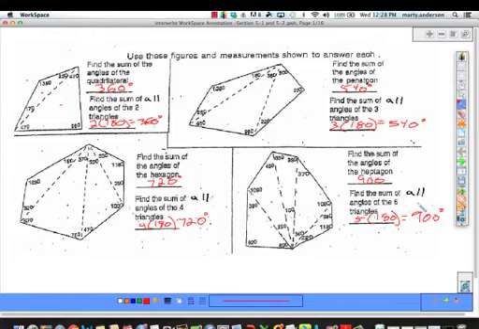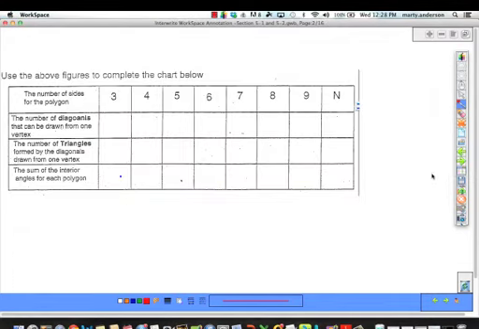Now that we have the beginnings of our worksheet filled out, you're going to refer back to these values. I'm going to move on to the next one. It says number of sides of the polygon. I've got my 3, 4, 5, all the way up to 9, and then we'll make some conjectures about n-sided polygons. The number of diagonals that can be drawn from one vertex.